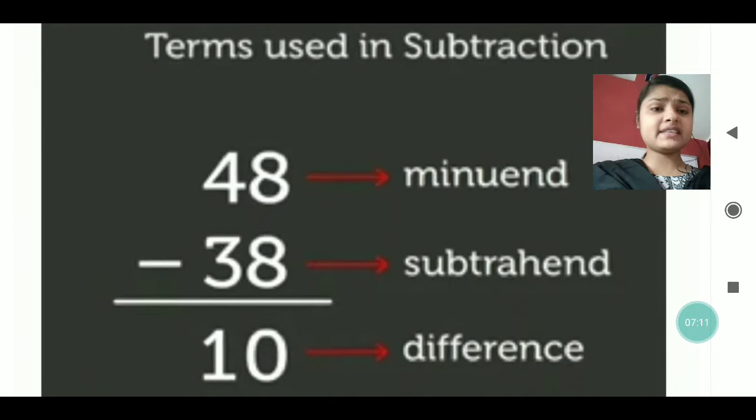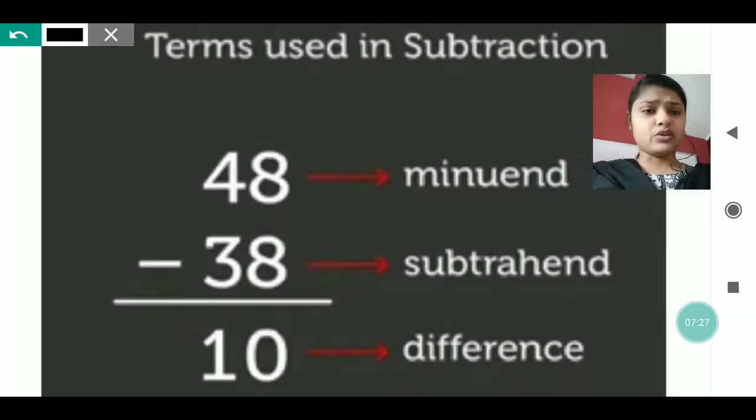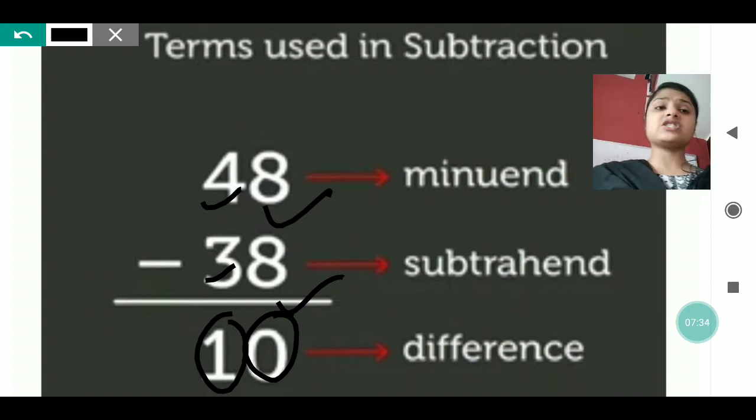These terms we have already discussed. Now you can see 48 minus 38 when I am doing. So 48 is the minuend here and 38 is the subtrahend here. When we are subtracting these two, 8 minus 8, when a number is subtracted by itself, we get 0. So 8 minus 8 will be 0, and 4 minus 3 will be 1, which I am getting as 10.